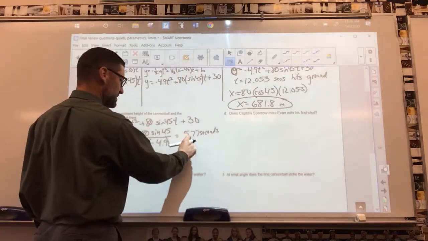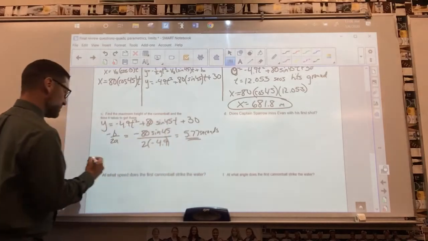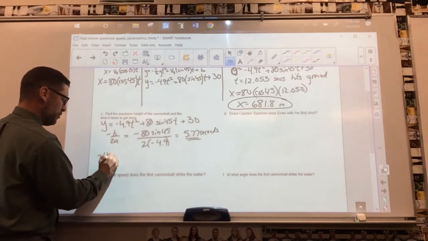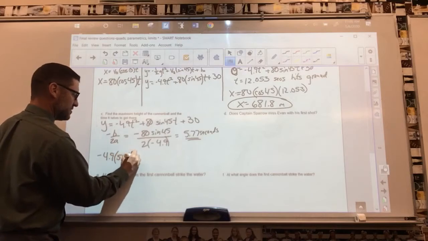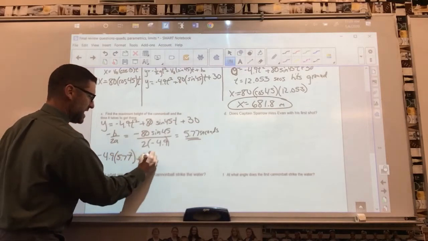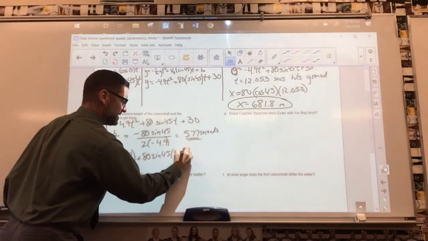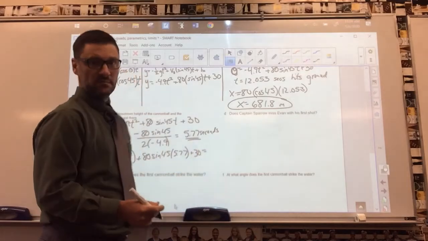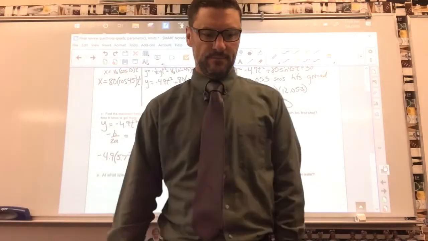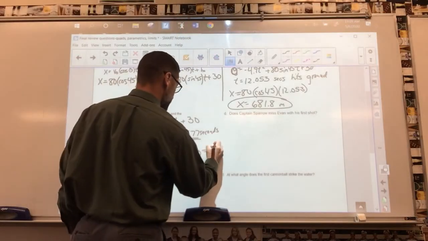Well, what I would do is I would take that time, and plug it back in for the t values. So I'll take negative 4.9 times 5.77 squared plus 80 sine 45 times 5.77 plus 30 is the max height. Press pause and do that. I got 193.27 meters.